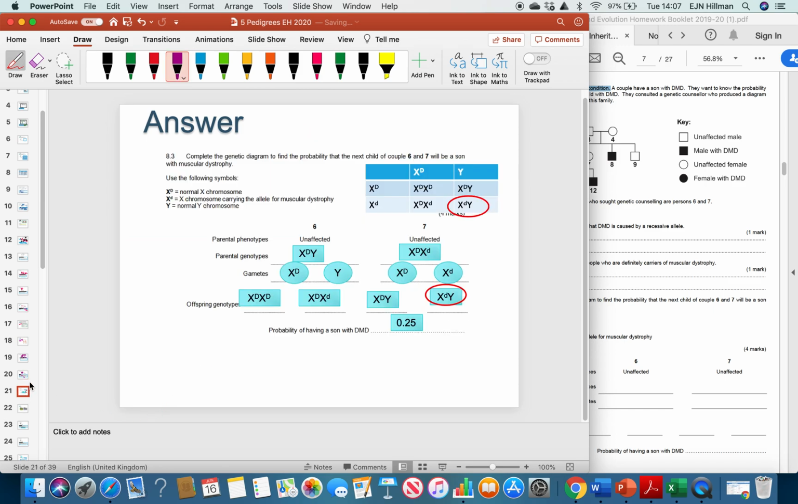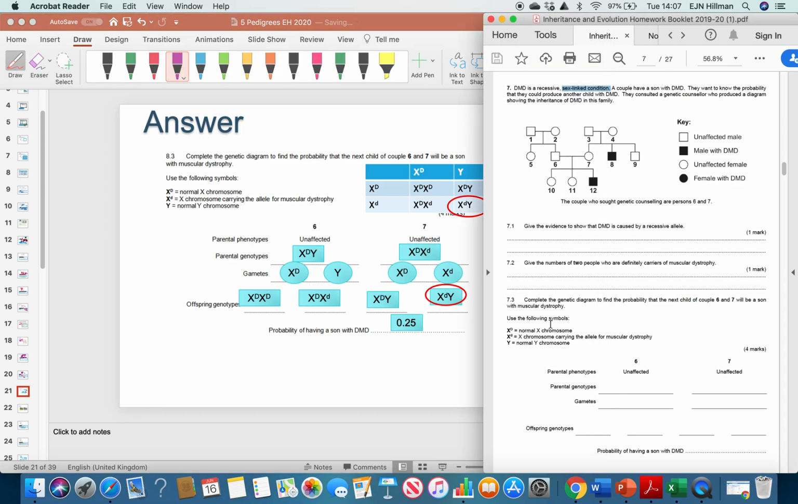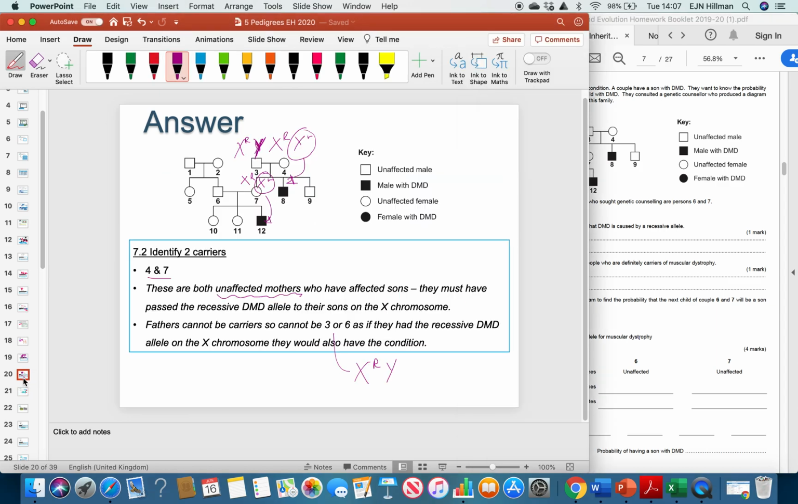Right, last part of this question then, which I think is 7.3, not 8.3. This is from the old booklet. So complete the genetic diagram to find the probability that the next child of 6 and 7 will be a son with muscular dystrophy. Okay, so from our previous explanation, we know that number 7 must be a carrier.